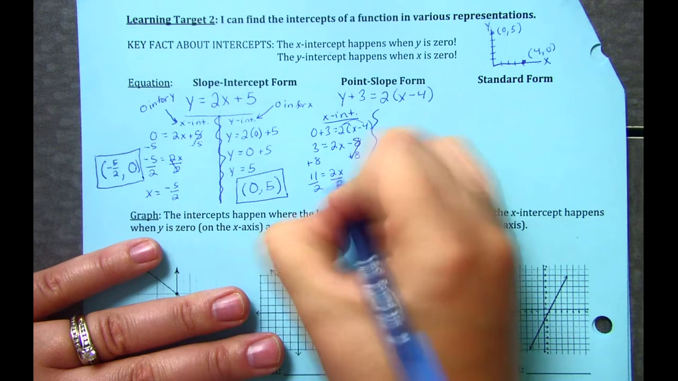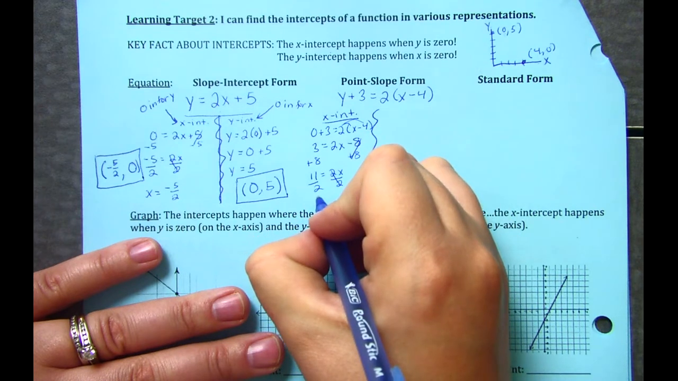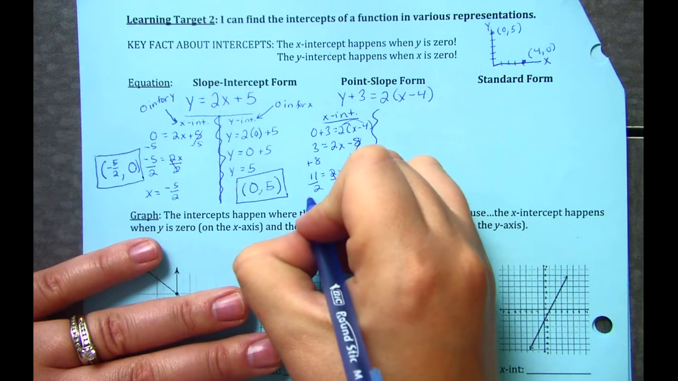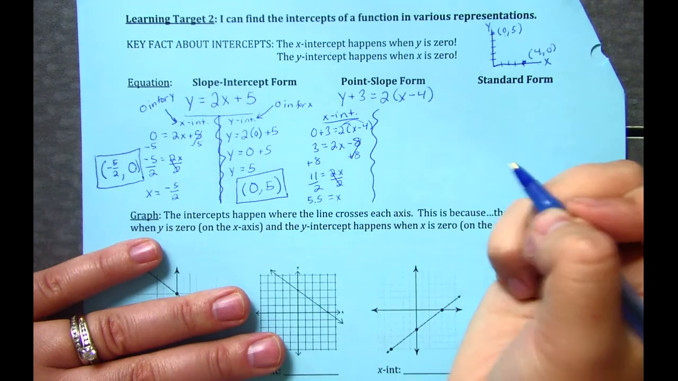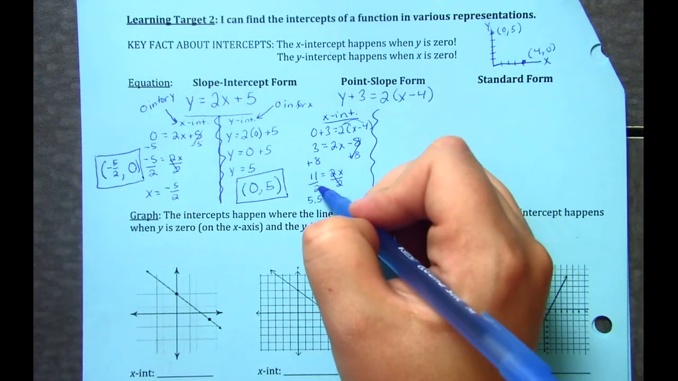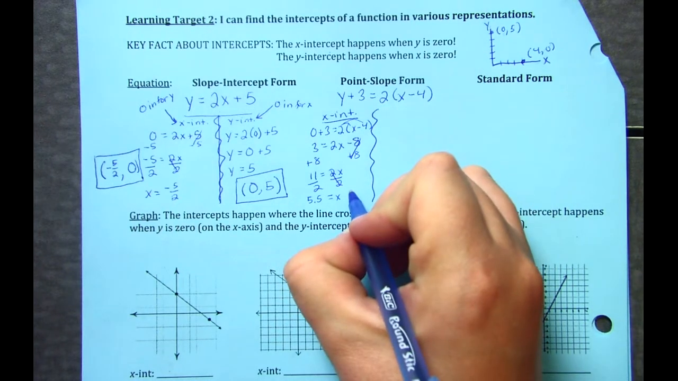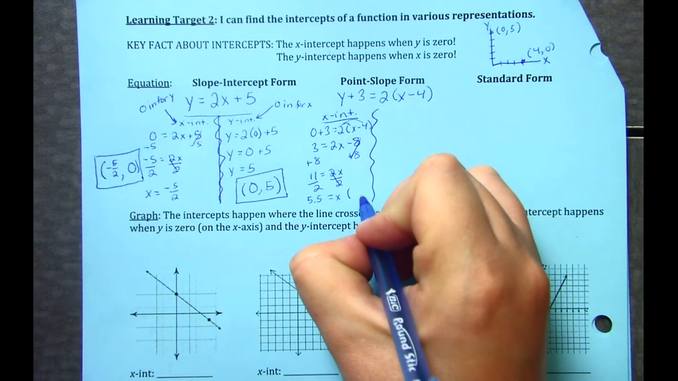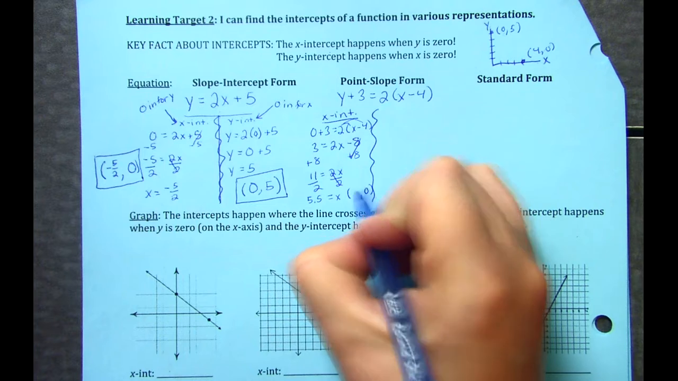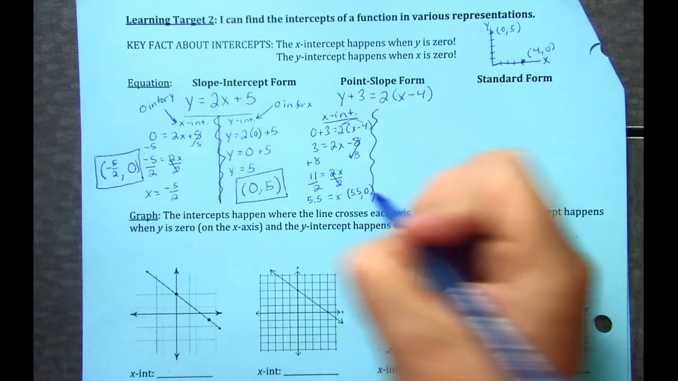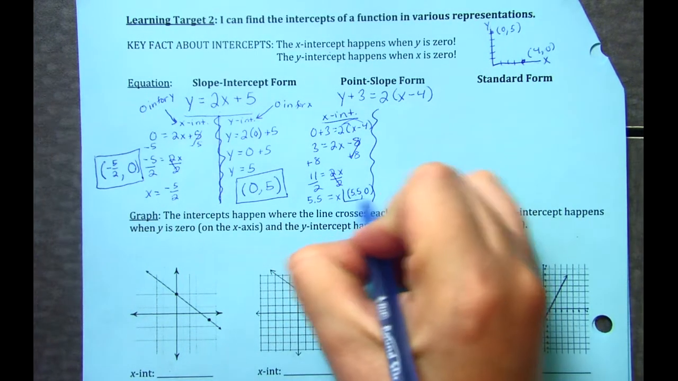Divide both sides by 2. So x is 5.5. If you do 11 divided by 2 in your calculator, it equals 5.5. So the x-intercept says when I put 0 in for y, my x value is 5.5.